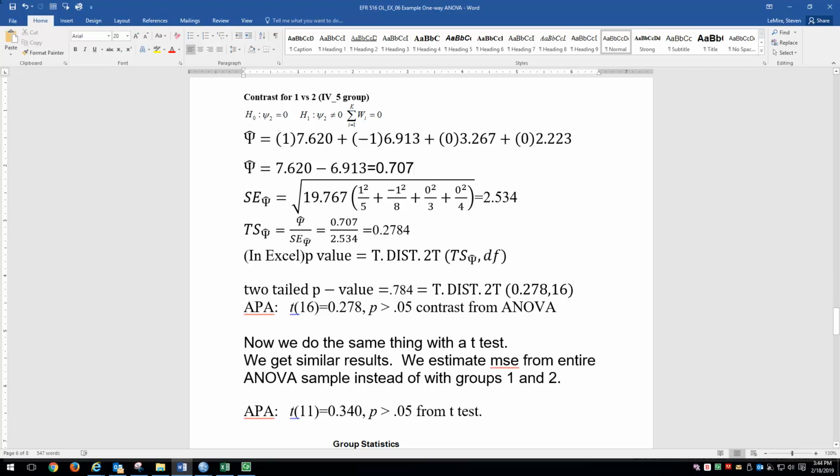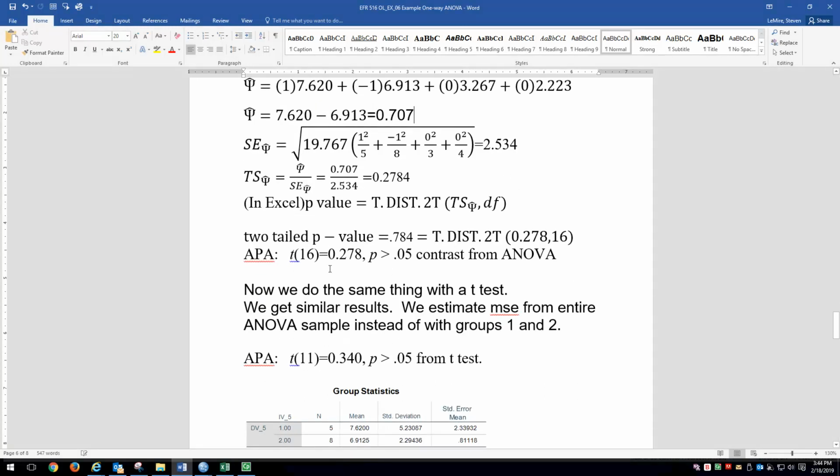So you go into Excel and you put an equal sign and put this function, then you put your test statistic and your degrees of freedom in there. And you're going to end up with a two-tailed p-value. And so our p-value is 0.784. Well, is that greater than or less than 0.05?